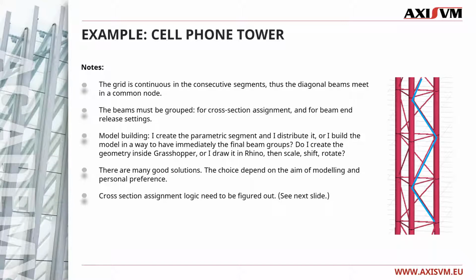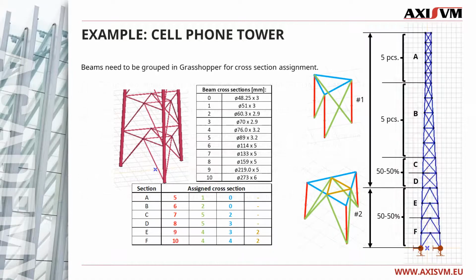I can decide whether I create the parametric segment and I distribute it, or I build the model in a way that I have immediately the required beam groups. Do I create the geometry inside Grasshopper, or I draw it in Rhino, then scale, shift and rotate it? Decisions have to be made based on the aim of the modeling and personal preference and experience. Last but not least, the algorithm for cross-section assignment needs to be figured out.